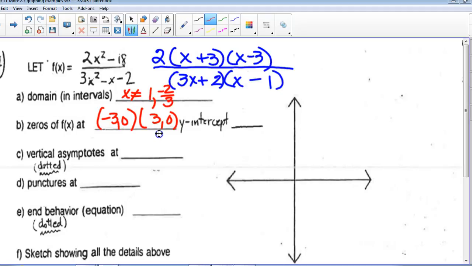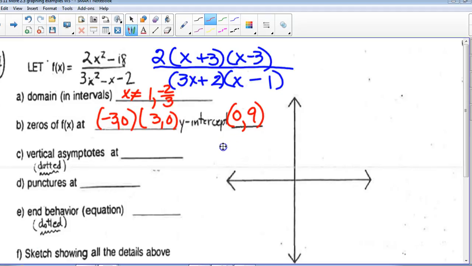Abigail, is there a y-intercept? Go back to the original. It's much easier. If you put a 0 in back there, what will you get? Yep, negative 18 over negative 2 is 9. Nicely done.